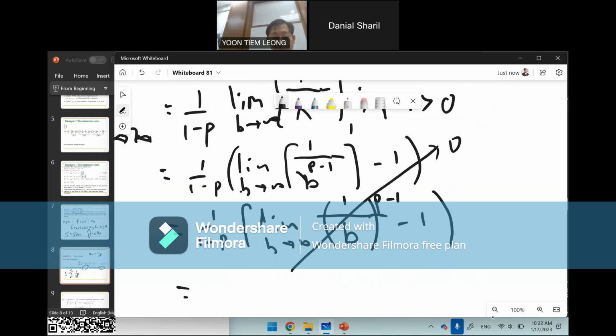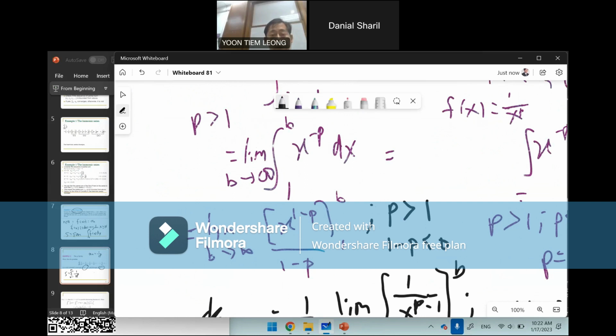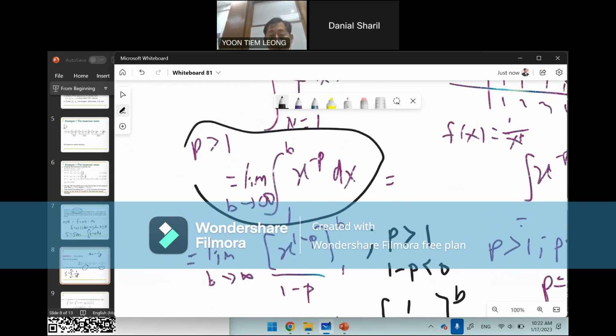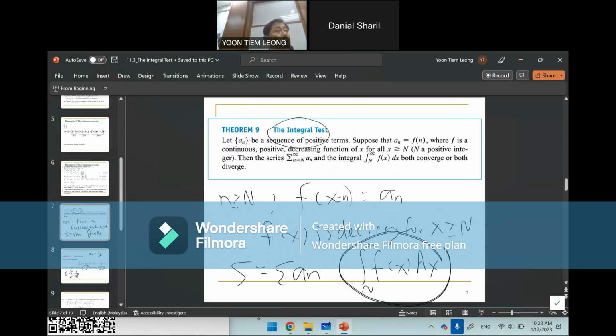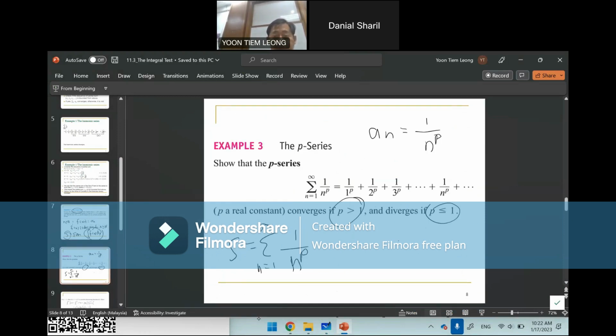So what you have is a number, which is maybe 1 minus p, which is p minus 1. So that means for p, a number larger than 1, the integral of the function x to the power minus p converges to a number. What number it is not important, but it must converge to something. So according to theorem number 9 here, if the integral of the function from n to infinity converges, so does the series. Therefore, we come to the conclusion that the p-series converges for p larger than 1.